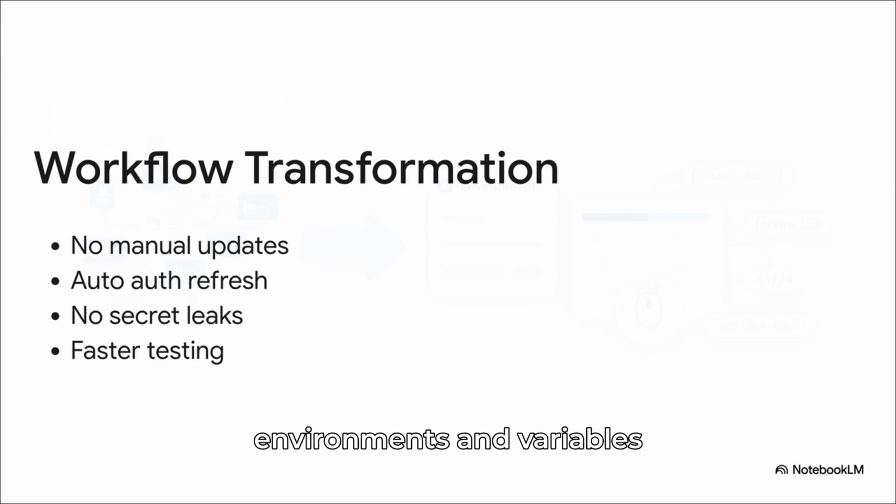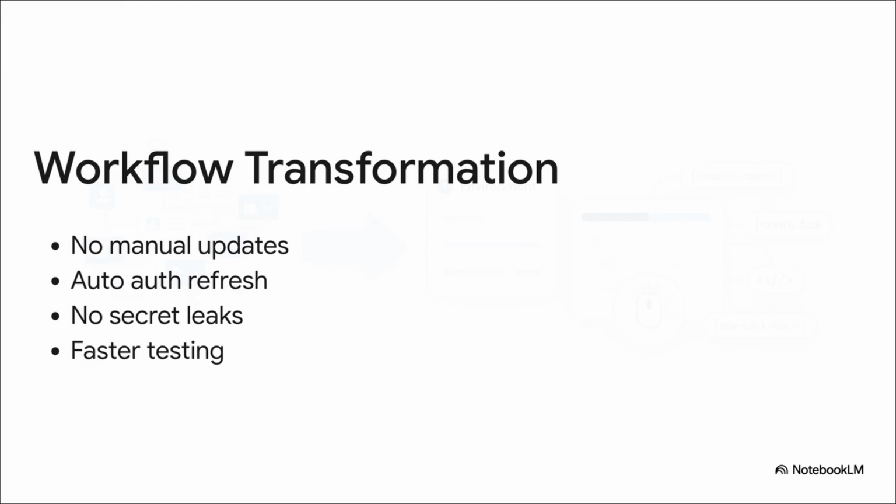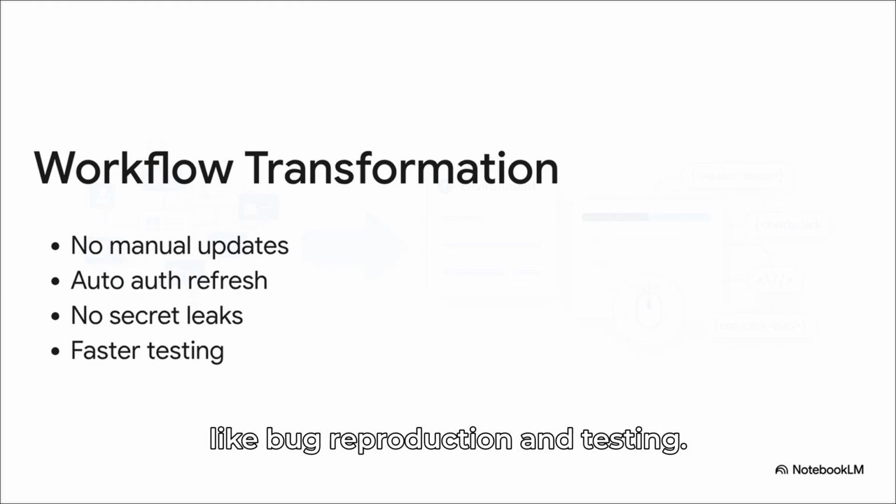Implementing environments and variables fundamentally transforms how you work. It completely eliminates the need for any manual URL updates. By combining variables with pre-request scripts, you've fully automated your auth token refreshes. And because you're smartly relying on the separation of scopes, you prevent those terrifying accidental credential leaks when you share collections. Ultimately, as we just saw, it massively speeds up critical tasks like bug reproduction and testing.